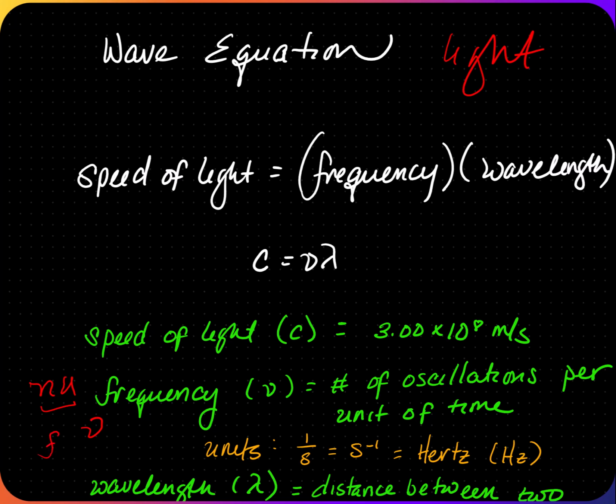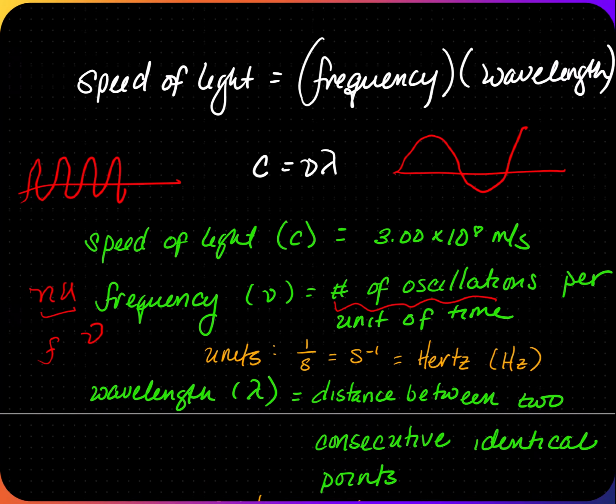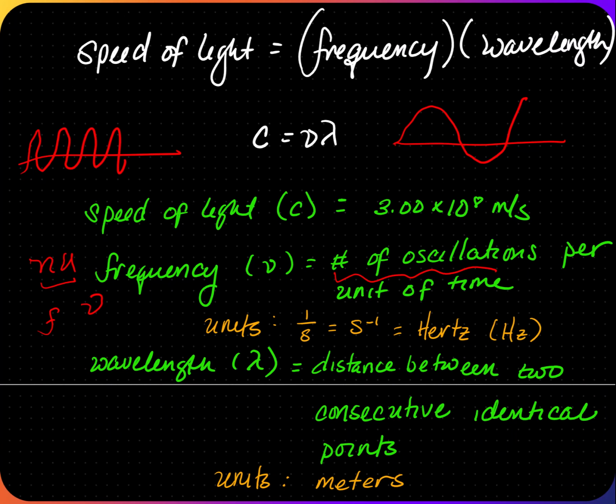Frequency is defined as the number of oscillations per unit of time. So what that means is, if I have a wave like this, it has less frequency because the wave is much longer. However, if the wave is shorter, you're going to have a higher frequency in the same unit of time. So it's the number of oscillations per unit of time. The units of frequency is 1 over second, which can also be written as seconds to the negative first, or defined as Hertz, Hz. Wavelength lambda, again, is the distance between two consecutive identical points, and the units are meters.